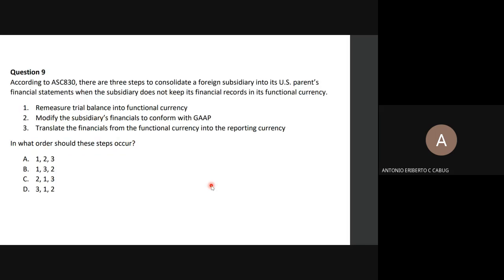According to ASC 830, this is US GAAP, there are three steps to consolidate the foreign sub into the US parent's FS. When the subsidiary does not keep its financial records in its functional currency, the steps are enumerated. Okay, please give me the correct order of the steps. I will give you another minute to answer.